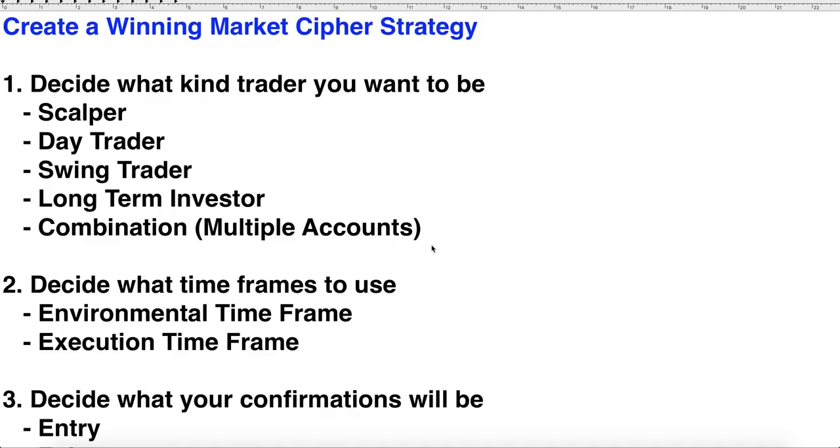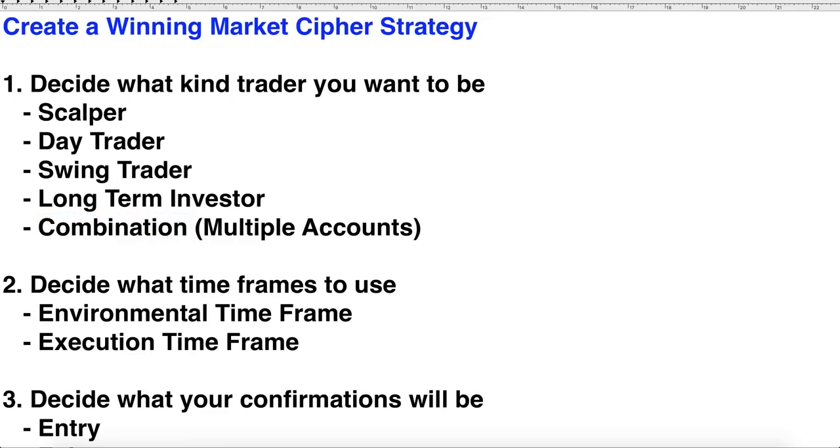So the first thing you need to do is decide what kind of trader you want to be. Are you going to be a scalper? Are you going to be primarily looking at lower time frames? Are you going to be a day trader, where maybe you're making 1 to 2, 3 trades a day, and you're looking at medium time frames, maybe the 30-minute to 2-hour time frame? Are you going to be a swing trader, where you're looking at larger time frames, maybe the 6-hour, maybe the 8-hour, or maybe a long-term investor where you're looking at the daily or the weekly time frames, and you're buying when you get your confirmations and then selling at the top to take profits? Or are you going to be a combination of these things?